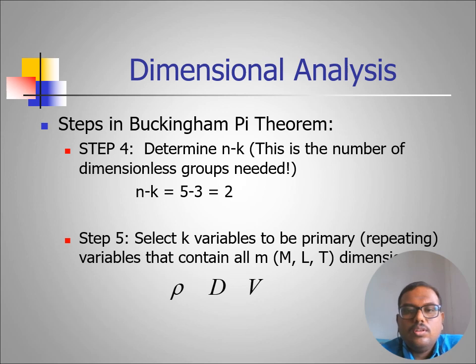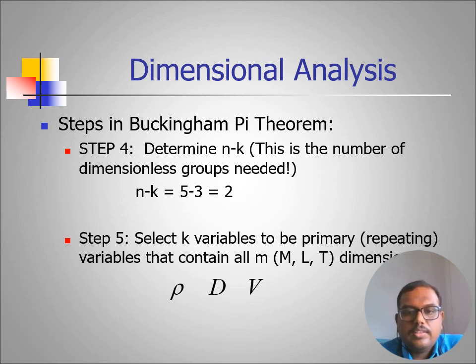Step 4, this is the dimensionless group, as I have already told you. The number of variables is 5 and the number of fundamental dimensions m is 3. So 5 minus 3, you get 2 dimensionless groups.